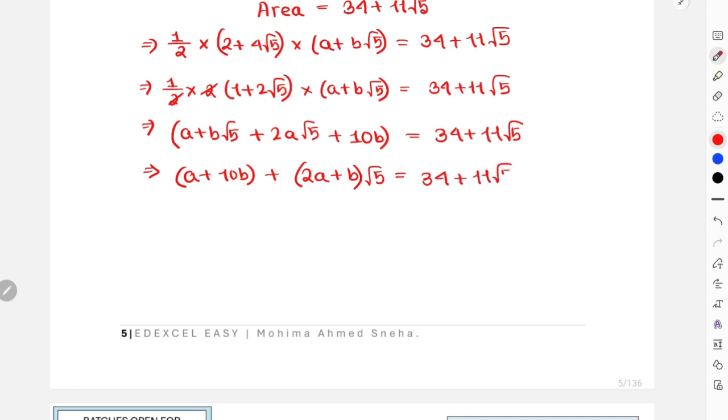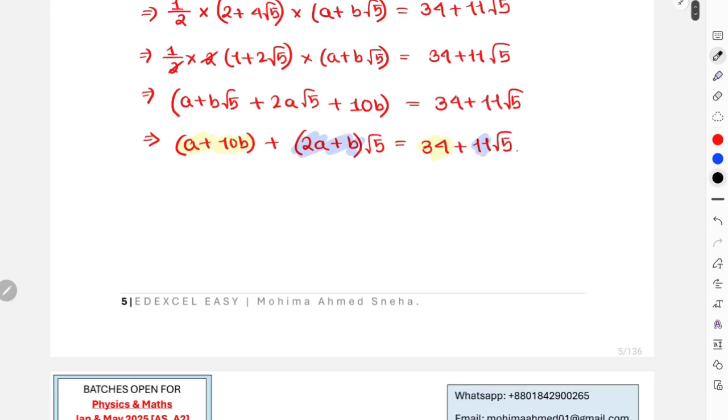This is equivalent to 34 plus 11 root 5. Now over here we can understand this part is equivalent to 34, and this part is equivalent to 11. So I just have to use comparison over here to find out the values for a and b. So we'll start comparing.